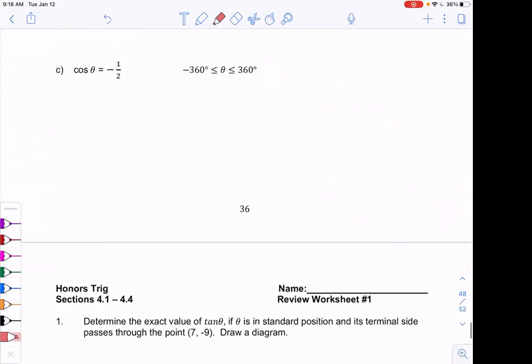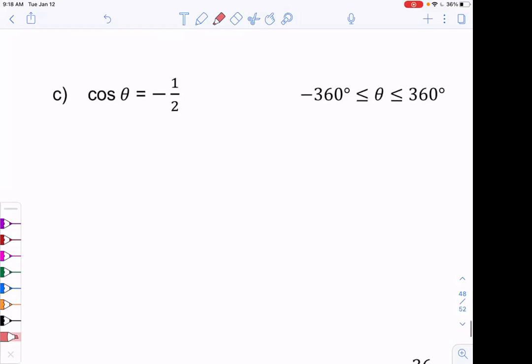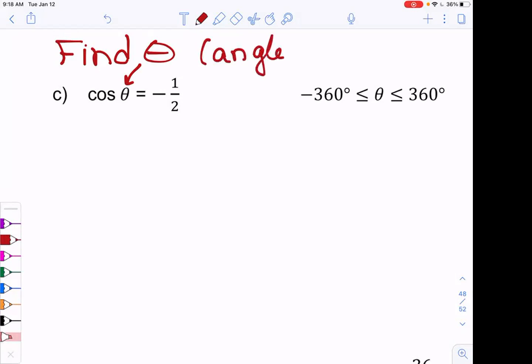If you look at part C, we have the cosine of theta equals -1/2. And let's just worry about that right now. What part of the equation are you solving for, Peter? The angle. So we don't know the angle. We need to find the angle or find theta. They're telling us that the angle should be in degrees. So we're going to try and find this angle in degrees.